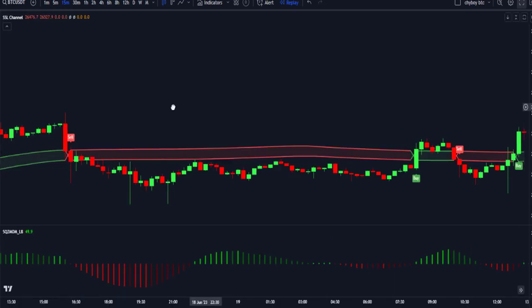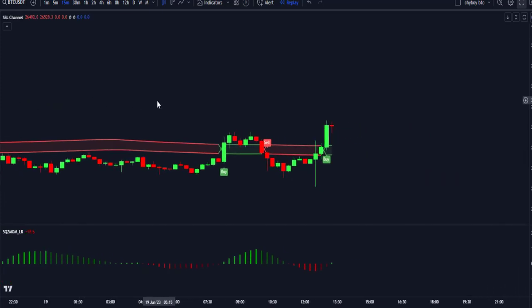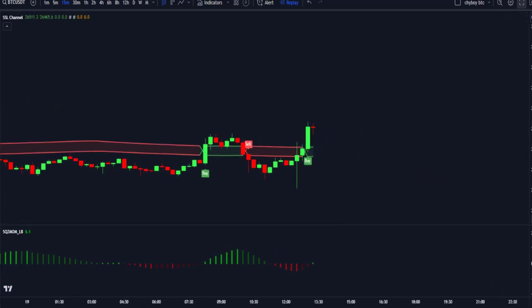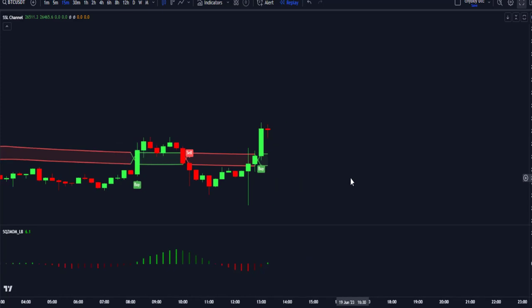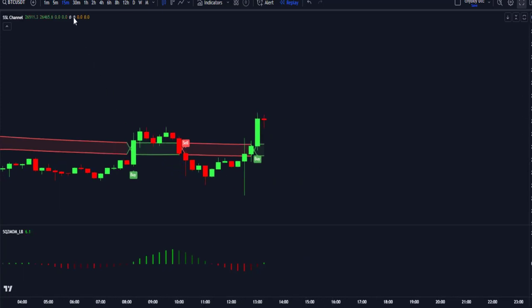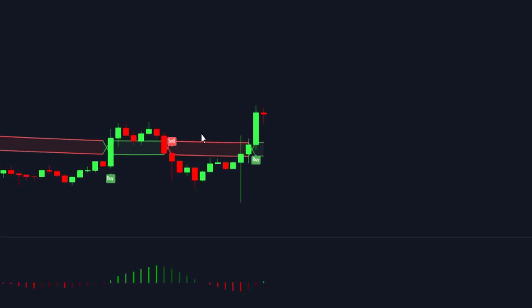Here is a possible example of how you can enter a buy trade using the SSL Channel indicator and the Squeeze Momentum indicator. You are looking at a 15-minute chart of BTC/USDT, and you see that the SSL Channel indicator is green, indicating an uptrend. You also see that the Squeeze Momentum indicator has black crosses on the zero line, indicating that the market is in a squeeze and preparing for a breakout.